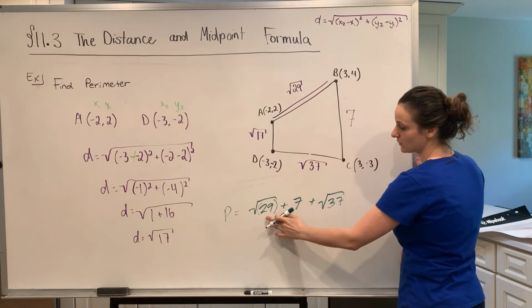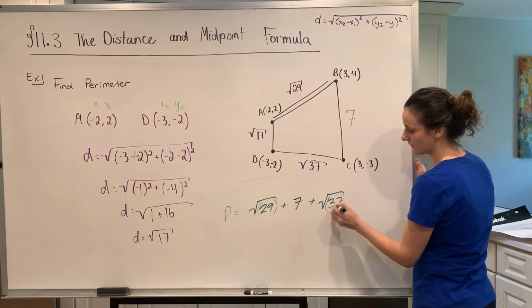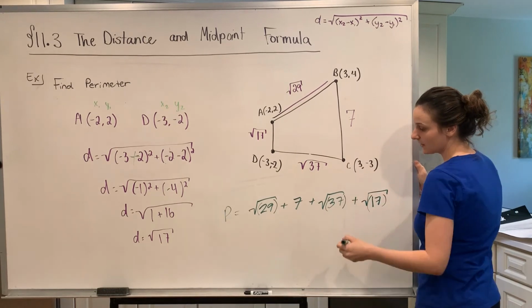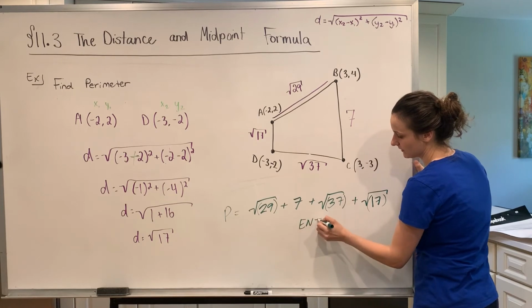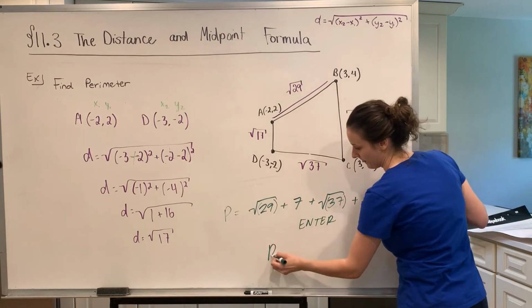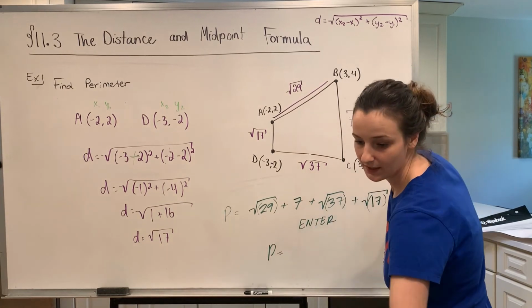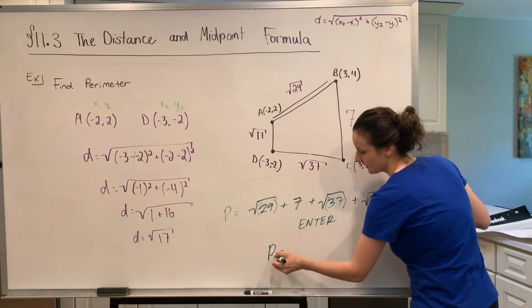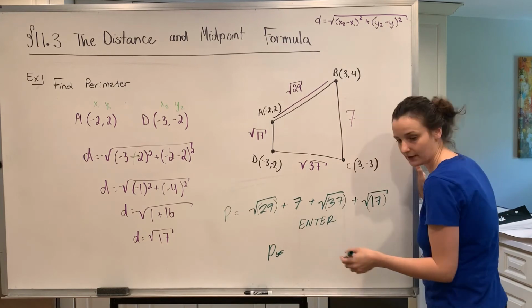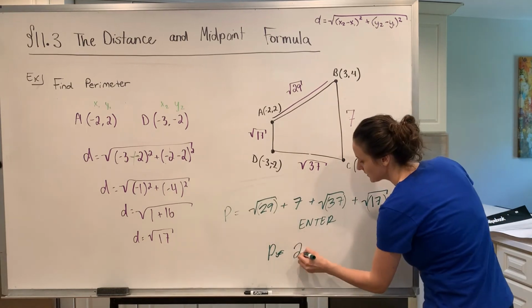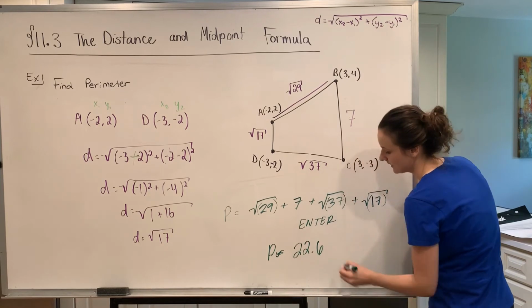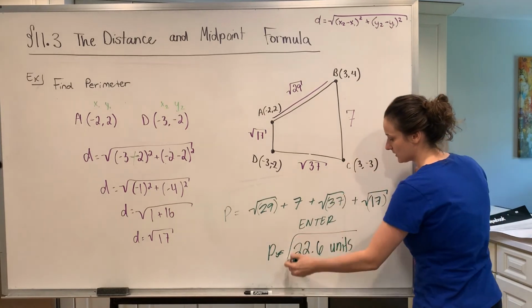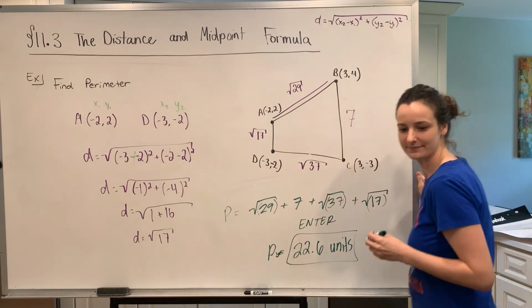So we have the square root of 29 plus 7 plus the square root of 37 plus the square root of 17. Okay, then you can hit enter into your calculator and find the sum, which will be approximately, you will get some decimals here. Just listen to the directions. It tells you to round to the tenth or round to the hundredths. I'm going to round to the tenth here. So this will be 22.6 units. I'm not sure what these are. If they're feet, inches, didn't tell me, so I'm just going to use the word units.